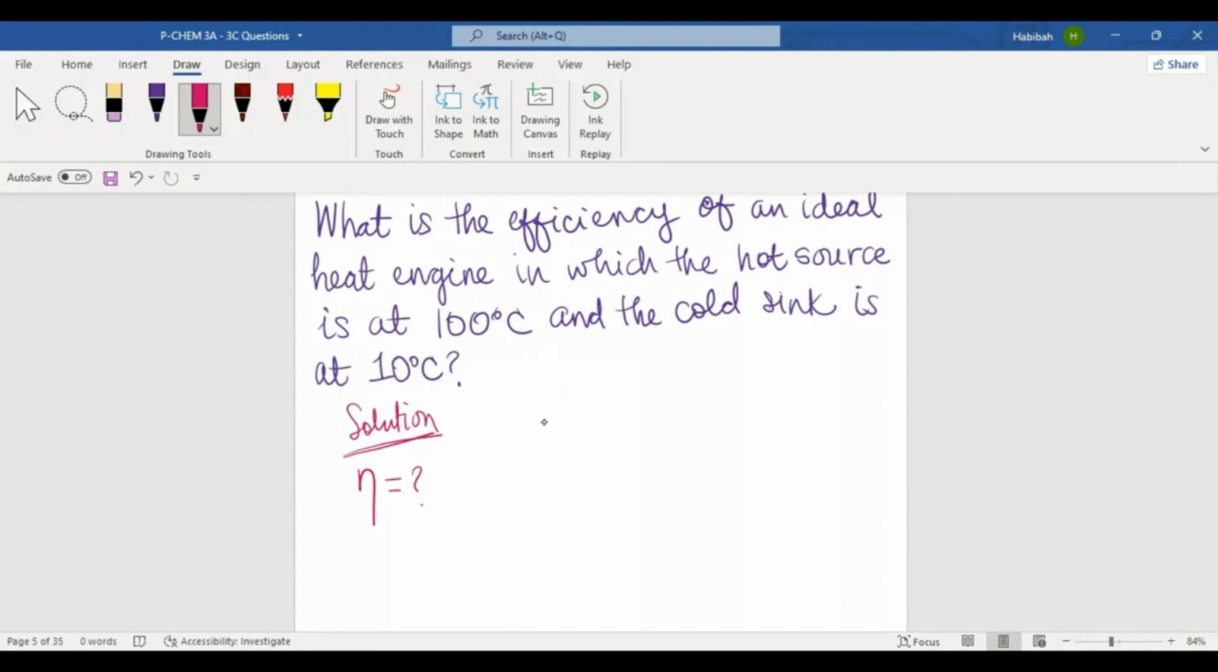the hot source is at 100 degrees Celsius. So T of hot is 100 degrees Celsius. So the temperature of the hot source in Kelvin would be 100 degrees Celsius plus 273.15. So the temperature of the hot source is 373.15 Kelvin.